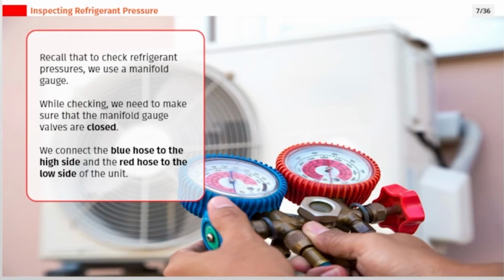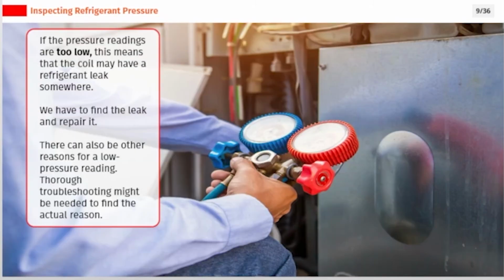While checking, we need to make sure that the manifold gauge valves are closed. We connect the blue hose to the high side and the red hose to the low side of the unit. If the pressure readings are too low, this means that the coil may have a refrigerant leak somewhere. We have to find the leak and repair it. There can also be other reasons for a low pressure reading. Thorough troubleshooting might be needed to find the actual reason.